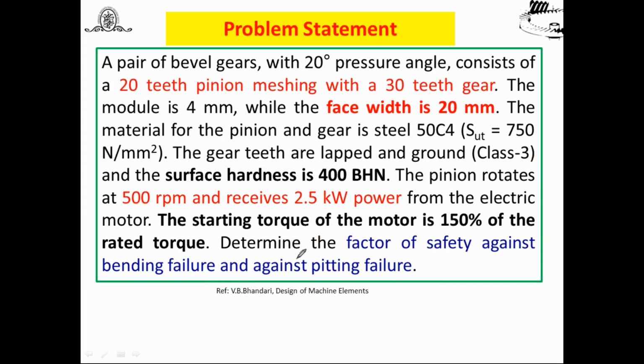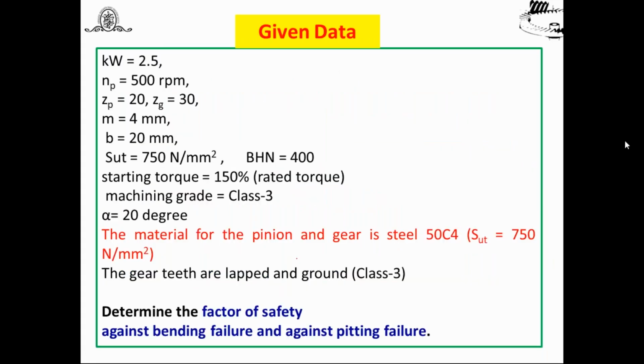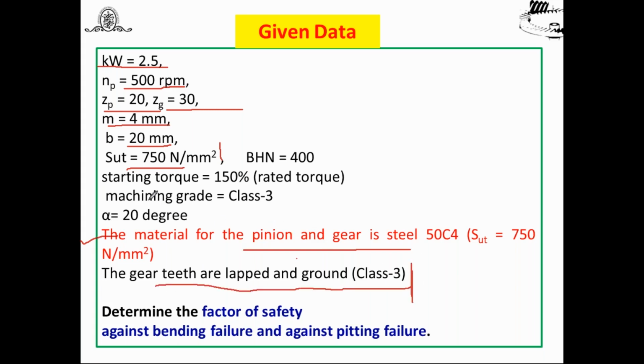First of all, read the problem statement carefully, and then you can write the given data. You know very well: power is 2.5 kilowatt, NP 500, number of teeth on pinion, number of teeth on gear, module 4, face width 20, SUT for both the gears. The material for pinion and gear is steel, that means the same material. Then gear teeth are lapped and ground, class 3. Then starting torque is 150% of the rated torque, so we have to find out the maximum torque. BHN is given as 400. And what we have to do? You have to determine the factor of safety against bending failure and pitting failure. Let us see how to do this calculation.